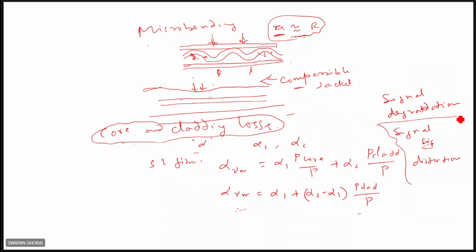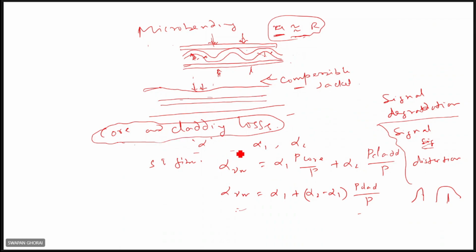So we are discussing signal degradation, which means power is attenuated, power is degraded. But in signal distortion, if you launch some pulse, that pulse shape will be distorted, maybe broadened, maybe narrowed. That is distortion. So here, another loss will be the core and cladding losses.